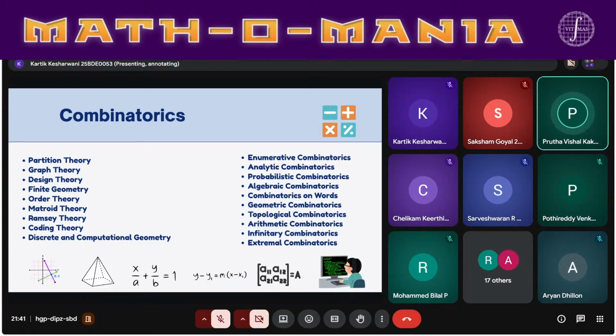Topological combinatorics applies topology to combinatorics. Fourier methods help analyze combinatorial structures embedded in continuous spaces.